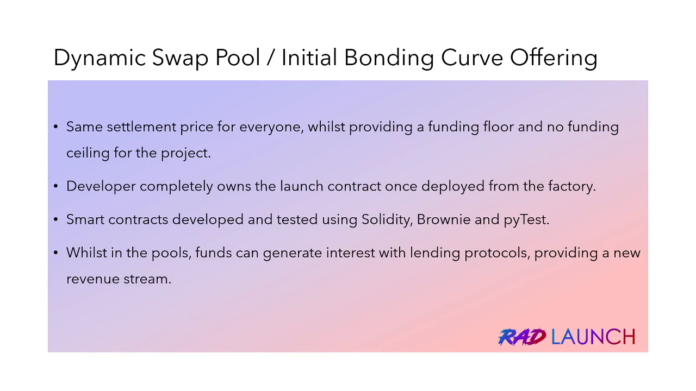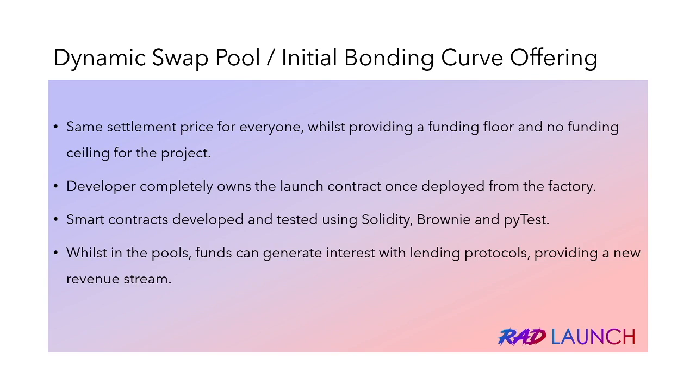Before we continue, we should answer what a dynamic swap pool is. A dynamic swap pool is a launch type where investors can invest between the start and end date. Contributions result in the price of the asset increasing linearly. At the end of the launch, the settlement price per token is set. This is the same for every investor no matter when they invested. This provides the same settlement price for everyone, whilst providing a funding floor and also no funding ceiling for the project. Additionally, once deployed, the developers own the contract.